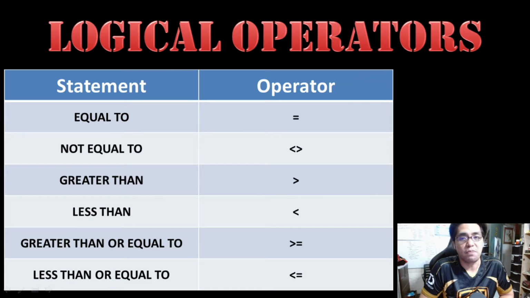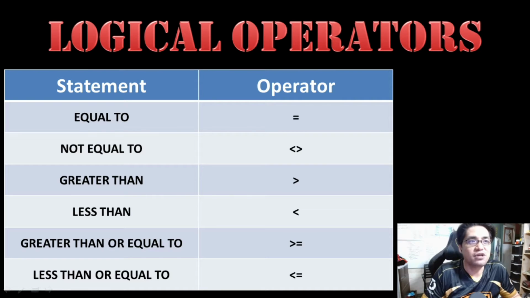Now let me first show you the basic logical statements, or the logical operations, and their corresponding operator. For the equal to statement, you have the operator, the equal sign. When you're talking about a not equal to statement, then you have the opposite greater than and less than signs. For greater than, that's the sign. For less than, that's the sign. For greater than or equal to, that's what it looks like. And for less than or equal to, that's what it looks like.